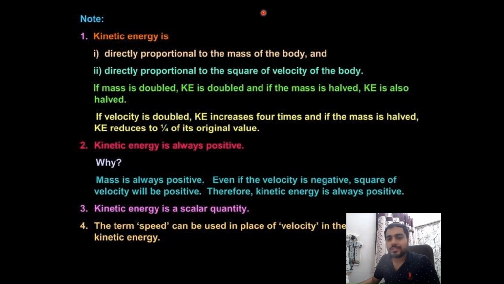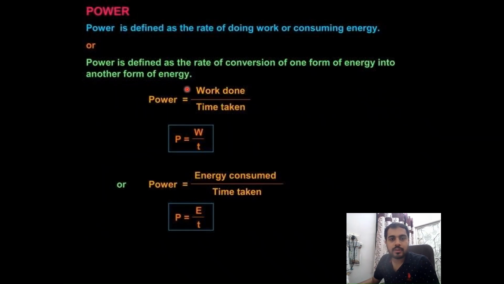Now in general, when u equals 0, we can say kinetic energy equals half mv square, which is directly proportional to the mass of the body and directly proportional to the square of the velocity of the body. So when mass is doubled, kinetic energy is doubled, and when mass is halved, K is also halved. So now we have gone through the different formulas of work and energy.